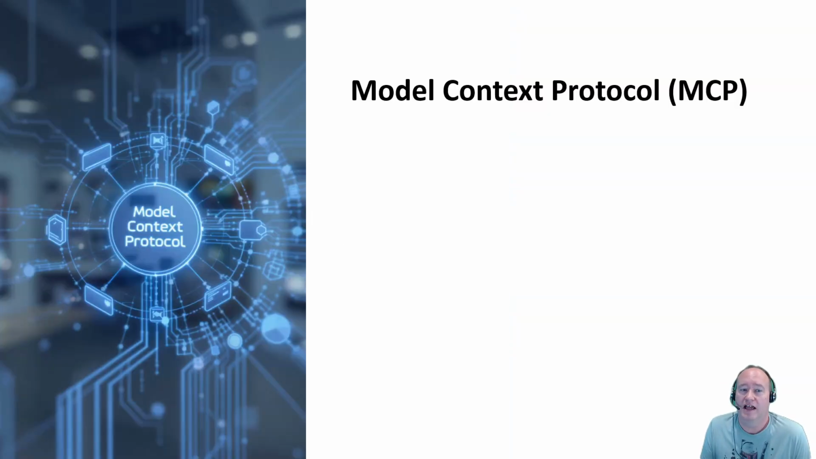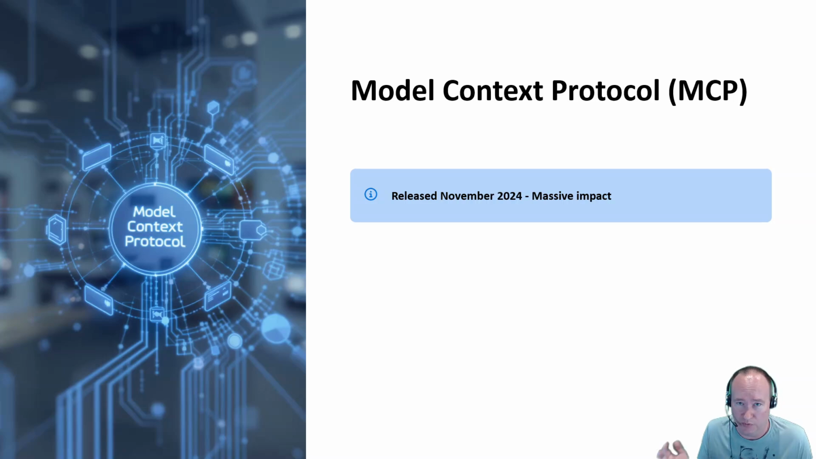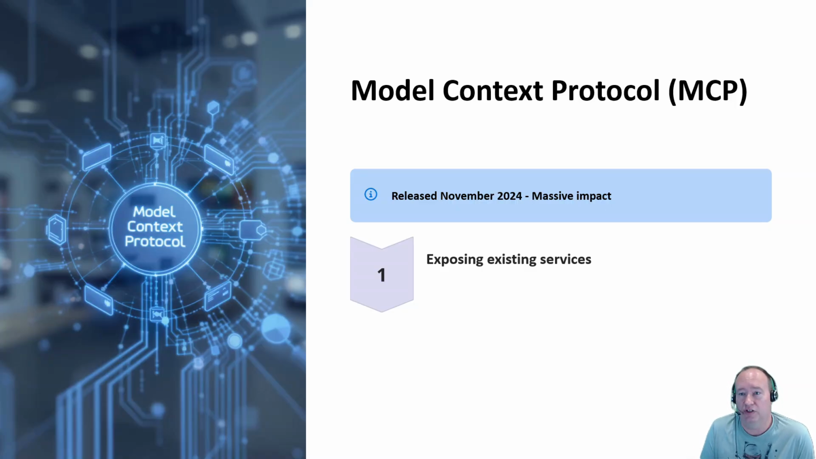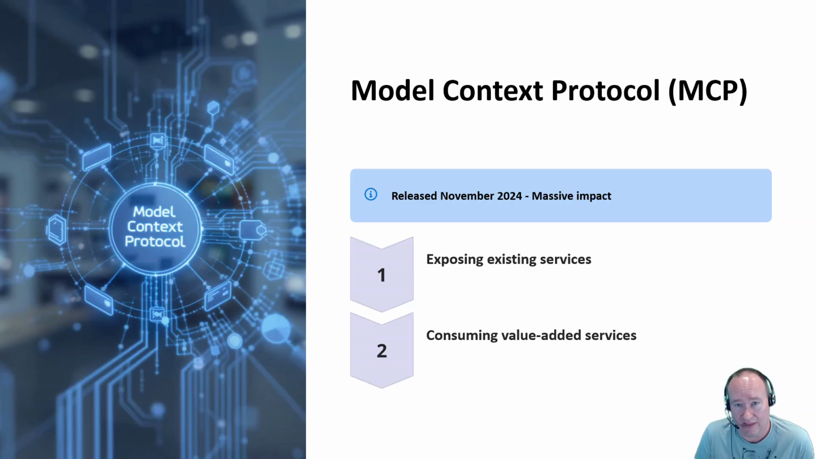This brings us to our next M, Model Context Protocol, or MCP. This was first released just a few months ago in November of 24, and it's had a massive impact on everything we do in the AI space. First off, MCP allows you to expose existing services to your AI agents. So you can expose your existing logic apps, you can expose your different SQL Server databases, you can expose anything you can think of essentially as an MCP server. And next, it allows you to consume value-added services. So if you want to upload documents to SharePoint or archive information to Google Drive, all that can be done through MCP servers built right into your existing processes.